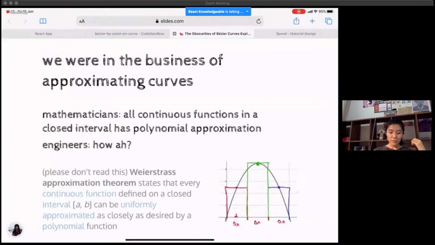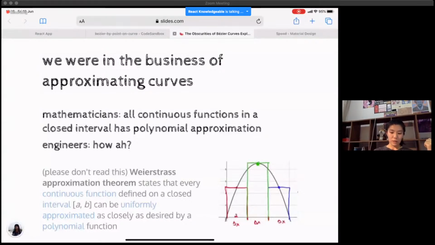So we might look into some theoretical foundation, and mathematicians say that as long as we're in a closed interval, there will be a polynomial approximation for all smooth functions. But engineers are definitely not going to be satisfied with the fact that there exists one. It needs to be constructive.